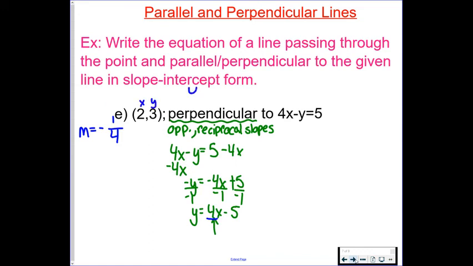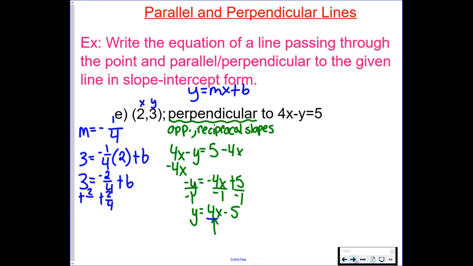I can go find y equals mx plus b, because I've got two pieces I can plug in. 3 equals negative 1/4, times my x of 2, plus b. Now I'm going to solve. 3 equals negative 1/4 times 2 is negative 2/4, or you could just say negative 1/2, either one, plus b. Add 2/4 to both sides. You can use a calculator here if you want to, but you should get 7 equals b.